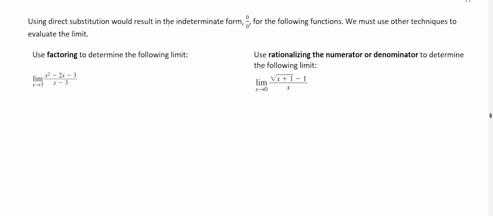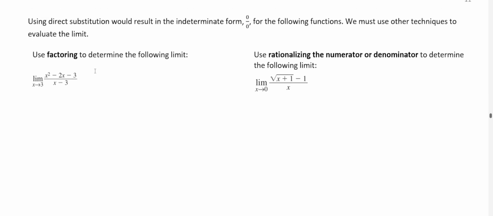If using substitution would result in the indeterminate form, we can use other techniques to evaluate the limit. So if we end up with this indeterminate form, for example, if I look at this, if I substituted a 3 directly into this function here, I would end up with 0 over 0.